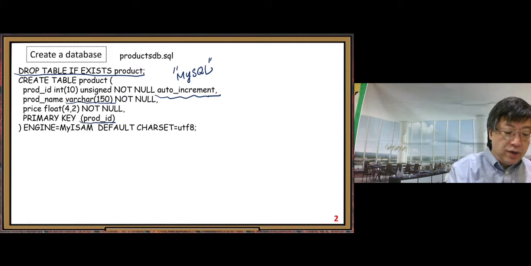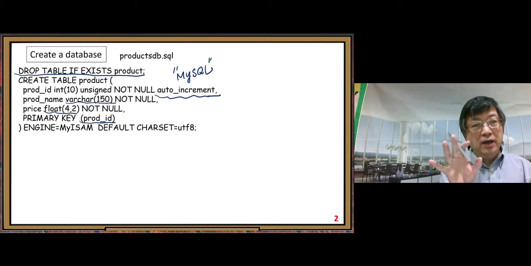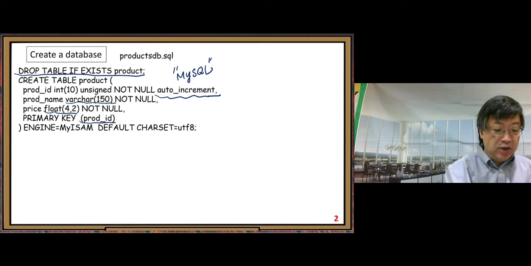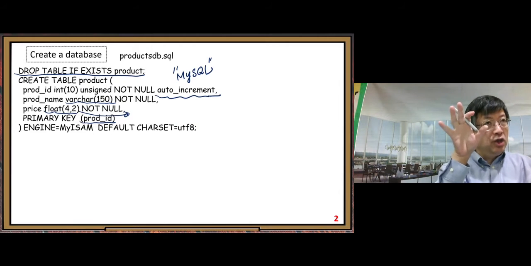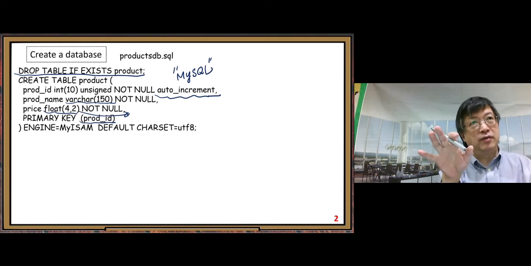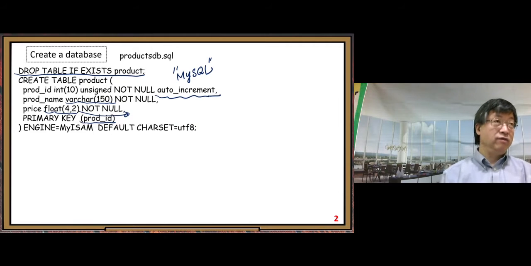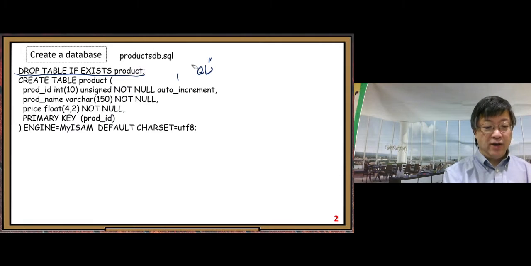Price, float. We want a float data type for the price, the dollar amount. Float with 4 and 2: 2 means precision of 2 digits after the decimal point, and 4 is the total digits, including those after the decimal point. So total 4 digits, but after the decimal point 2. So that's the meaning. All right, so this is the first table.